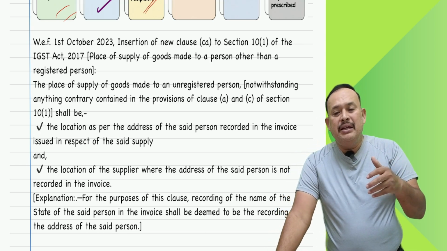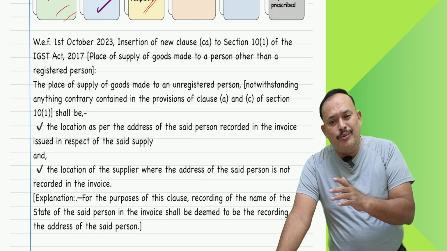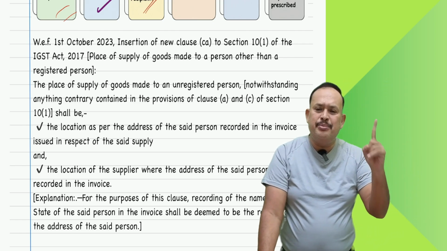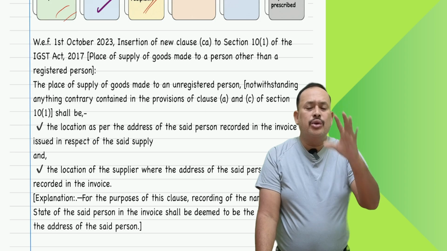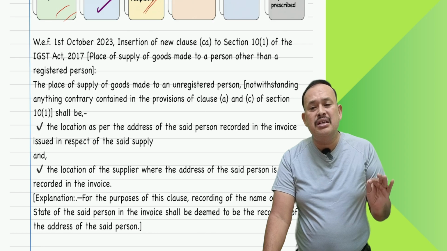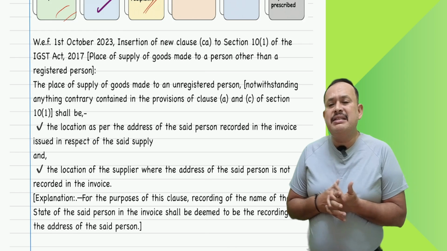If goods are supplied to an unregistered person, whether it involves movement of the goods or does not involve movement of the goods is immaterial, that is not referred. As long as the recipient is an unregistered person, you are bound to refer to place of supply only, referring to section 10(1) CA. Sir, in what circumstances will this come into picture, sir?